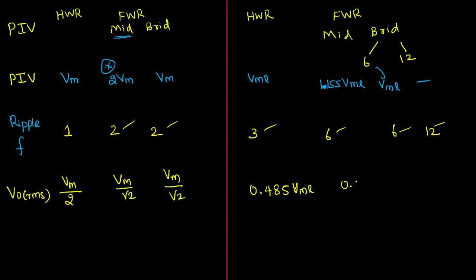And this I know it will be 0.5518 times of maximum line voltage. And this one will be for 6 pulse I'm writing, 0.9558 times of maximum line voltage.